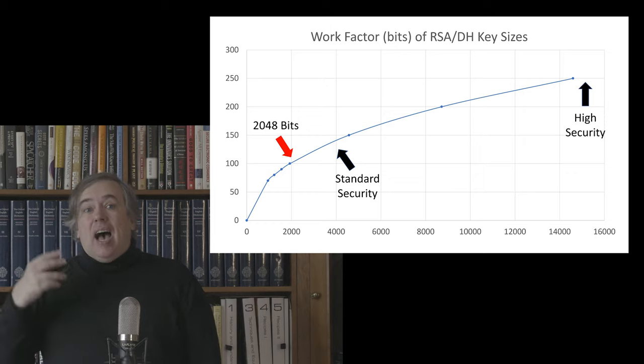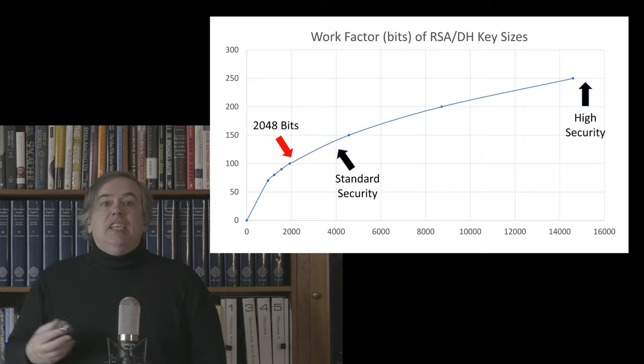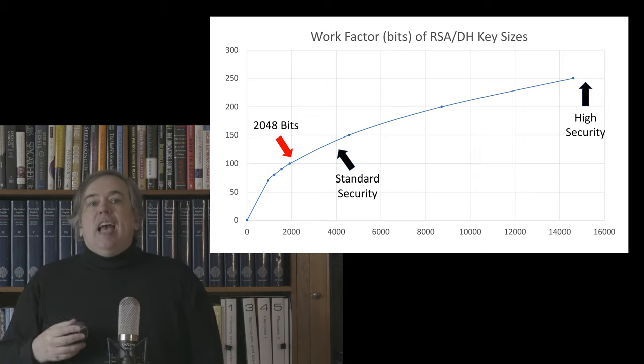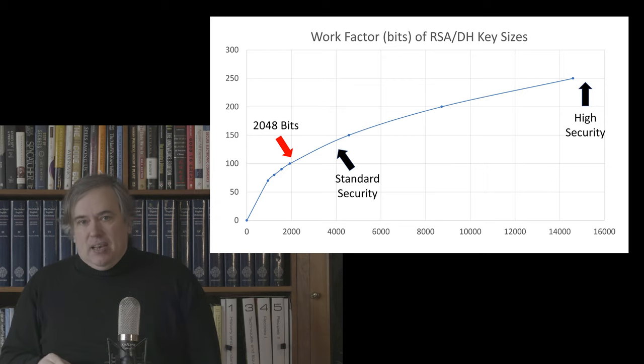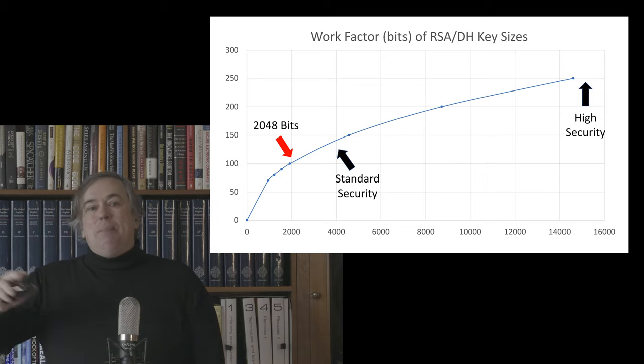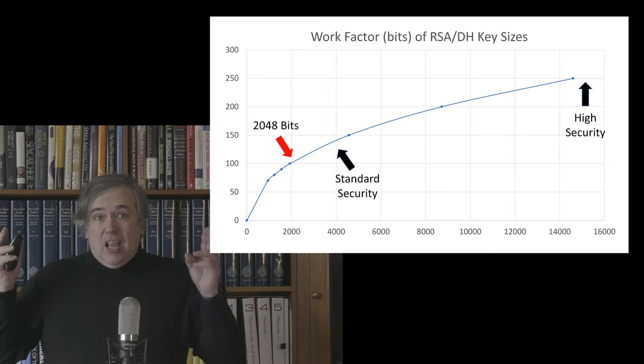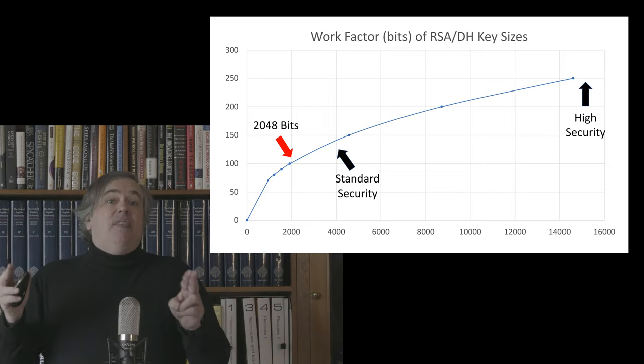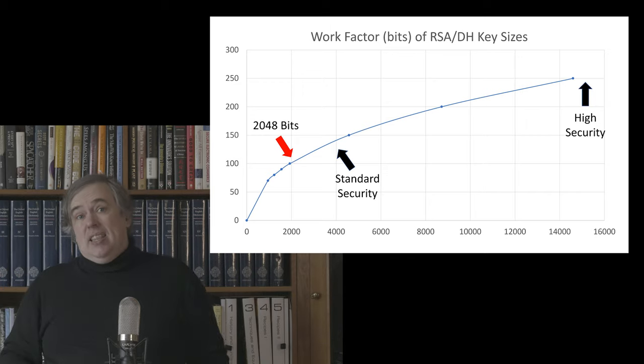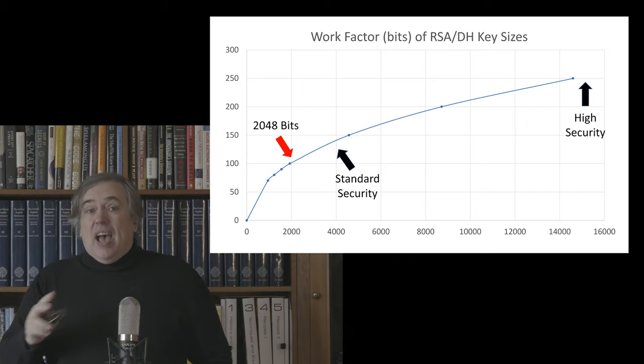And to get that higher level of 256 bits of security, you need keys that are 15,360 bits long. That's seriously large. This is a key that's too large to fit in a single standard Ethernet packet, and that has real implications for how you write protocols. The size of the key is starting to get seriously in the way.